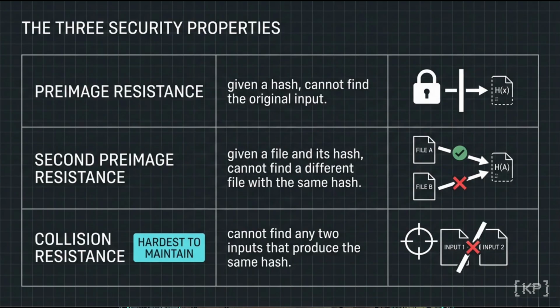And then the third property is collision resistance. This is the broadest and honestly the most difficult to maintain. Why is that? Well, collision resistance means you cannot find any 2 random inputs that hash the same value. The attacker isn't given a target hash to match, they just have to find any 2 pieces of data in the universe that happen to collide.